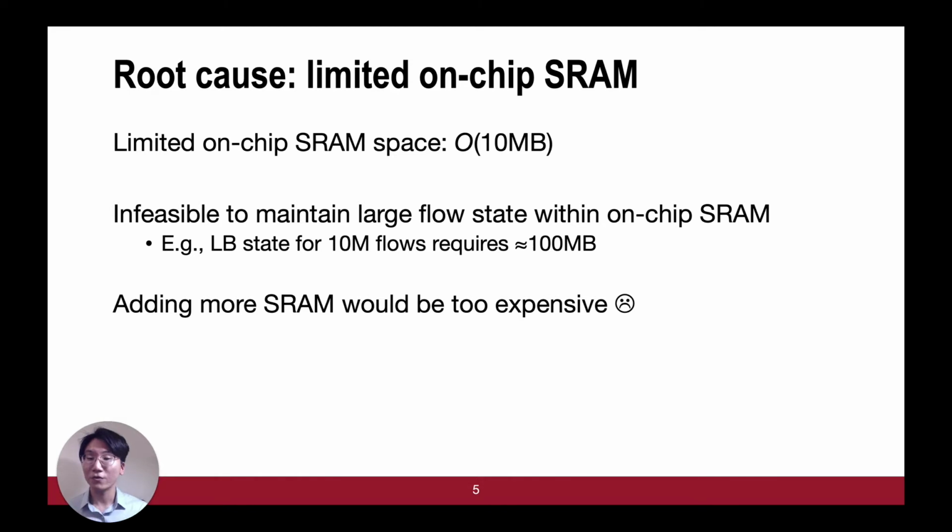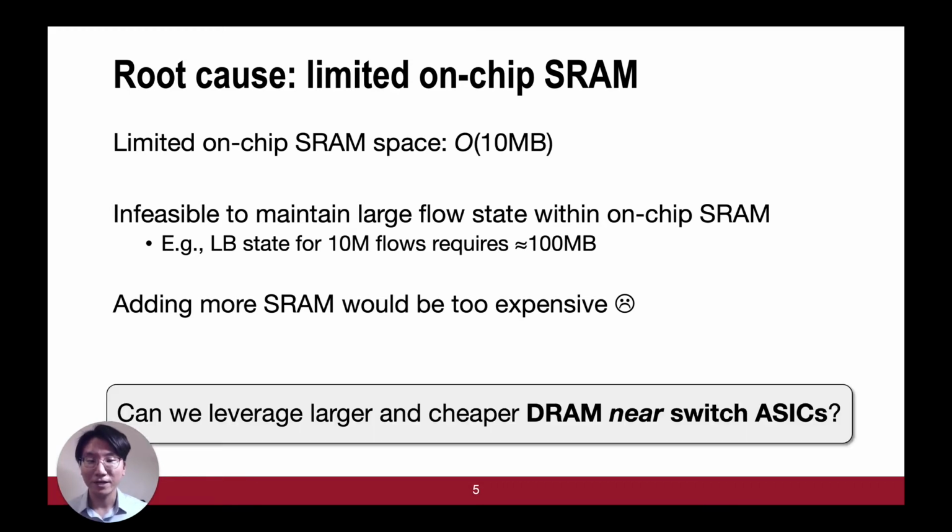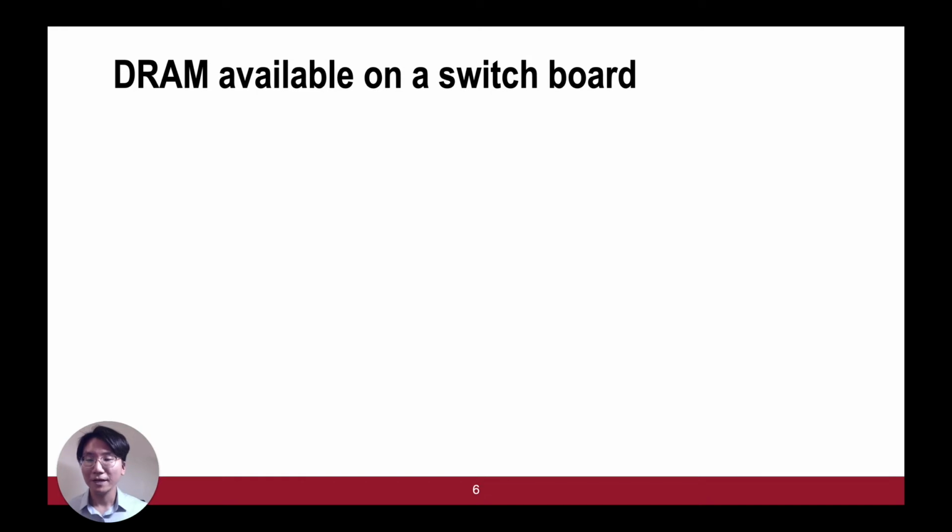So in this work, we try to address this problem by answering this question. Instead of adding expensive and unlimited amount of SRAM to the switch, can we leverage larger and cheaper external DRAM that already exists near the switch ASIC? Actually, there are two places where we can find available DRAM near the switch ASIC.